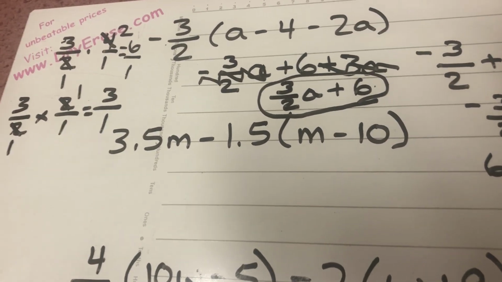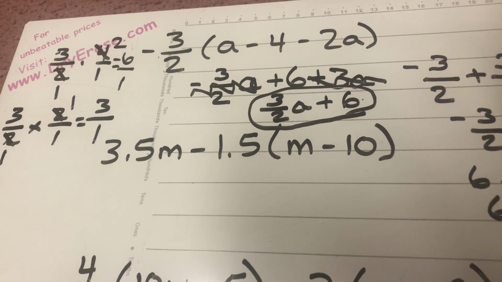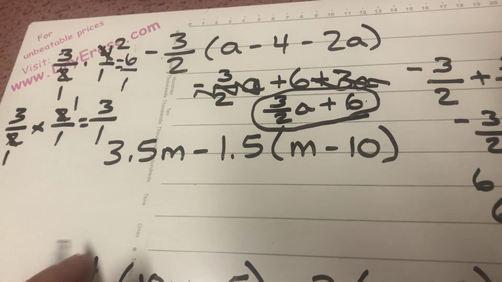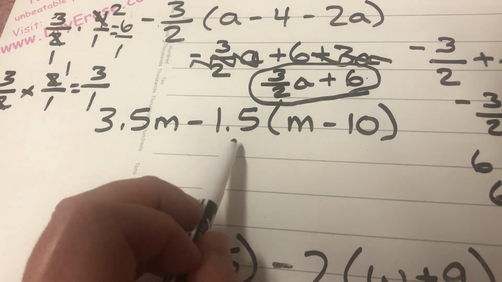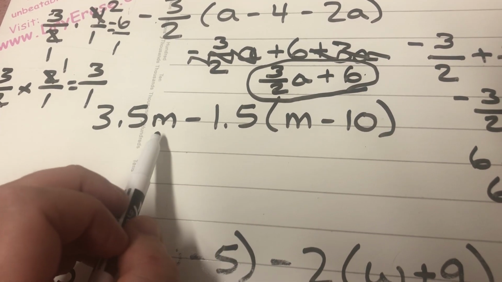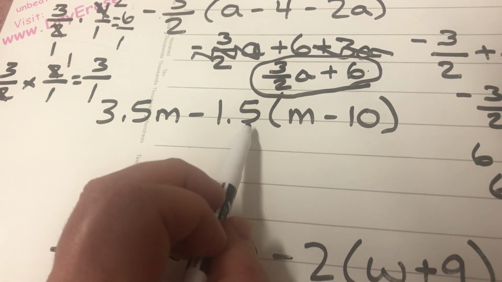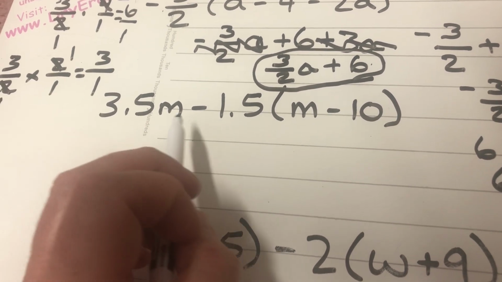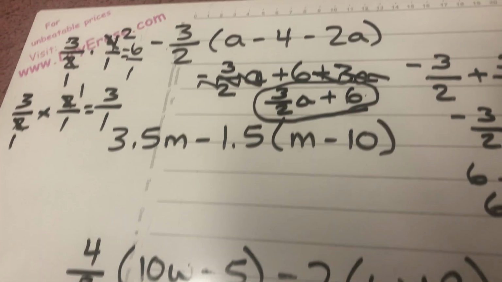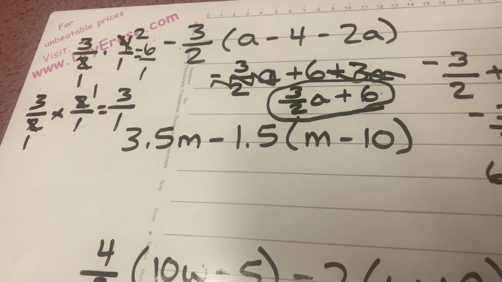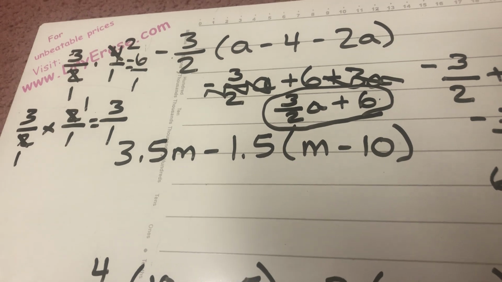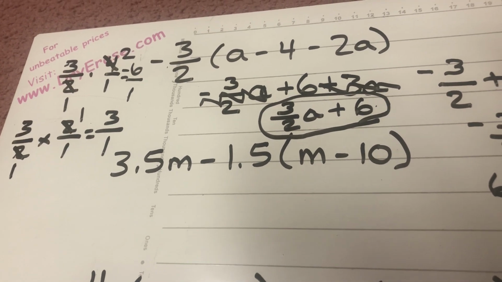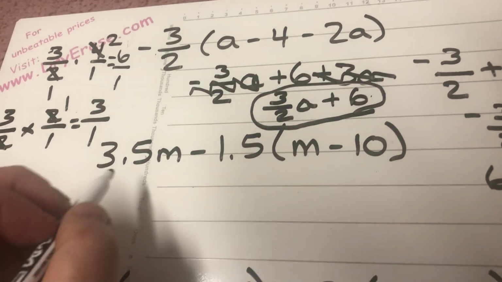It is important to understand and remember the order of operations. A common mistake that can be made here is we go ahead and subtract these, and we would get 3.5m minus 1.5, and we'd get 2. Can't do that. We got to clear parentheses first. Order of operations tell us parentheses, exponents, multiply and divide left to right, add and subtract left to right.